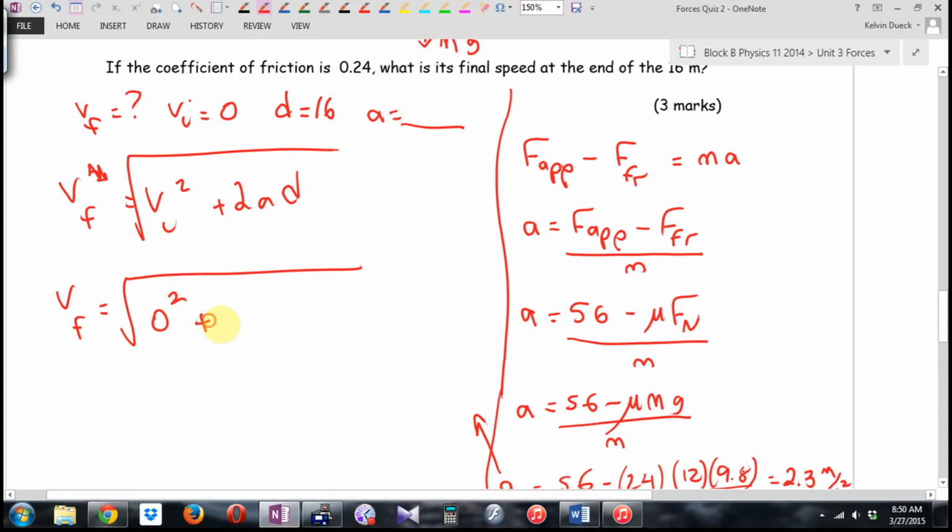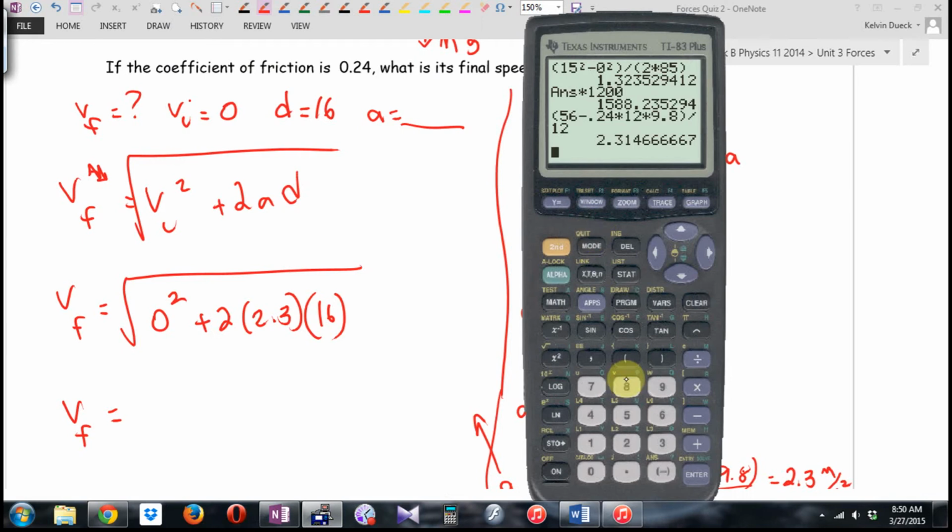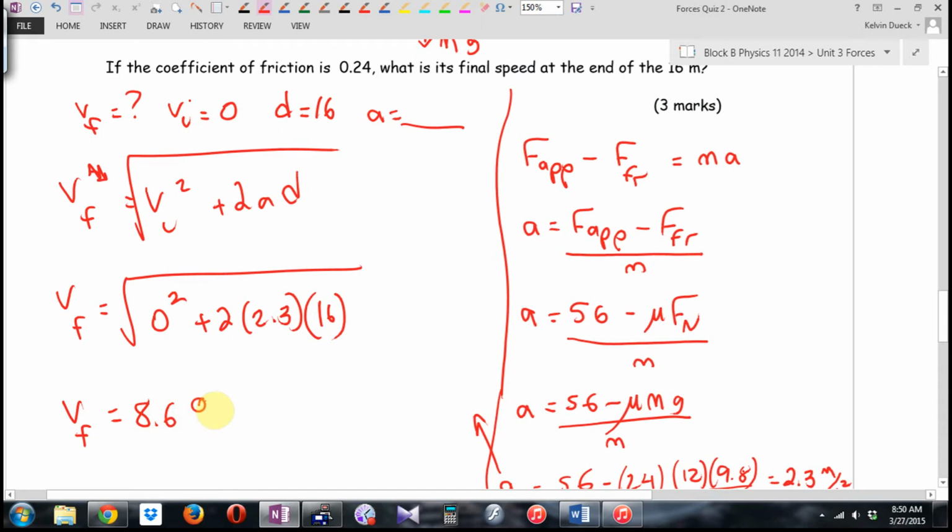0 squared plus 2 times 2.3 times 16. Zero squared plus 2 times, answer button, times 16. I'm going to hit equals, square root. Colin, did you get 8.6? Yeah. There you go. 8.6 what? Meters per second. If you got that, first of all, be proud, and that's 3 out of 3.